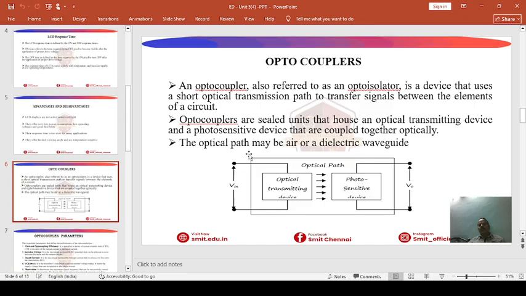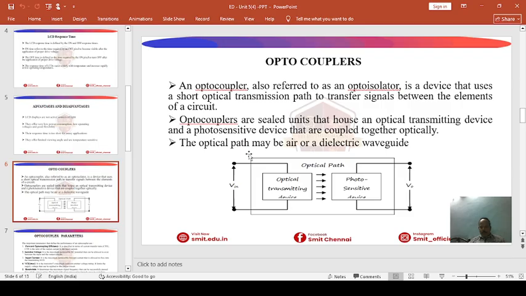In the next slide, we are going to see about the optocouplers. We can say opto isolators also. What are optocouplers? An optocoupler or opto-isolator is an electronic device that transfers the electrical signal between two isolated circuits using light. It provides electrical isolation, that is very important, while allowing the information to pass safely from one circuit to another. So where does the need for optocouplers arise?